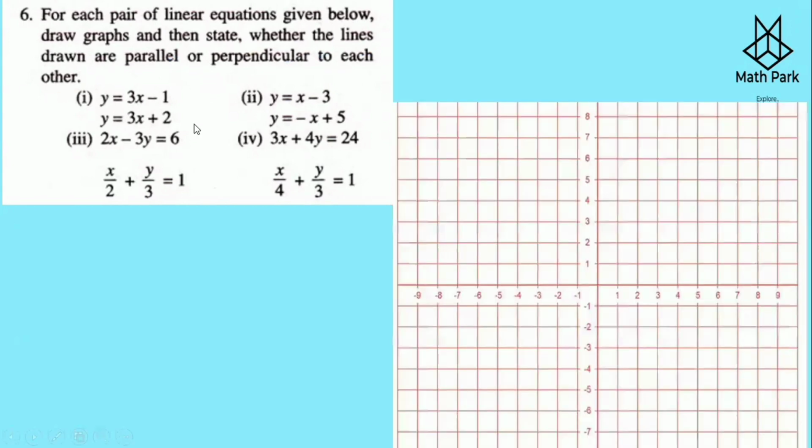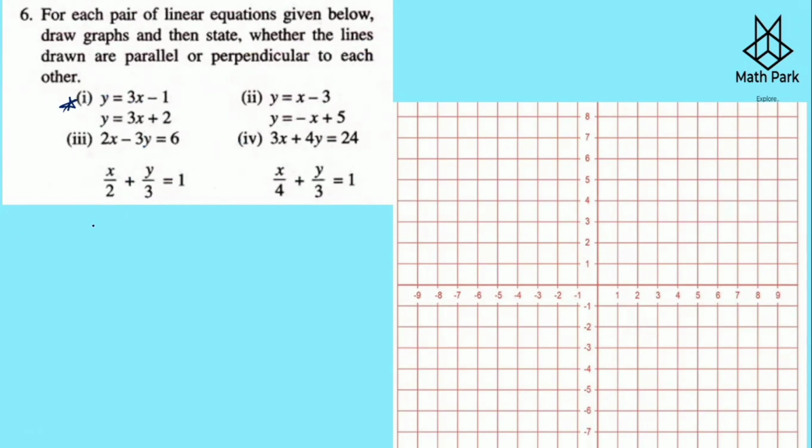Got it? For each of the linear equations given below, draw the graphs and then state whether the lines drawn are parallel or perpendicular to each other, children. So we are going to draw the lines, but just remember, if the slope is the same, the lines are parallel. So definitely the lines are going to be parallel for the first case. So y is equal to 3x minus 1. Let us plot the points for the first one.